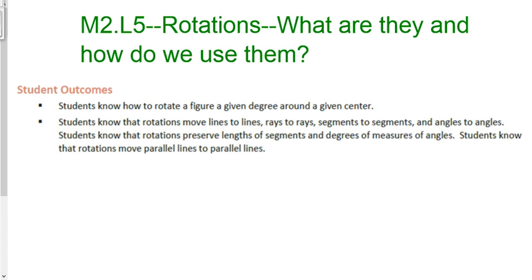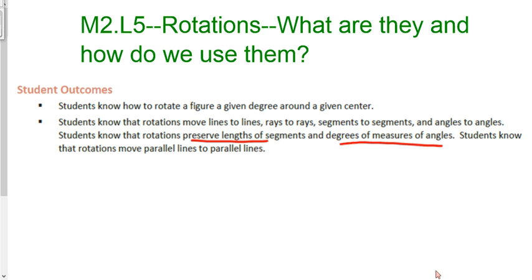We're going to know that rotations, just like translations and reflections, are going to move lines to lines, rays to rays, segments to segments, and angles to angles. We're going to know that they also preserve length and measure. Okay, that means they are a basic rigid motion. So we have three basic rigid motion transformations. They are translations, reflections, and rotations. Okay, each of those preserve length and the measure of angles.